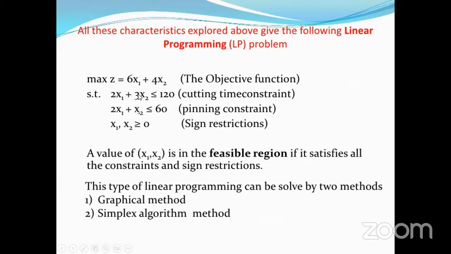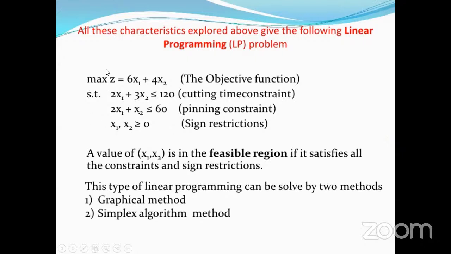This is the total formulation. Objective function: maximize Z equals 6x1 plus 4x2. Subject to the first condition, 2x1 plus 3x2 less than or equal to 120, and 2x1 plus 1x2 less than or equal to 60. And x1, x2 must be greater than or equal to 0, which is the sign restriction, the non-negativity constraint. Values of x1, x2 are in the feasible region if they satisfy all the constraints and the sign restriction. So we can say we reached our aim of the business.